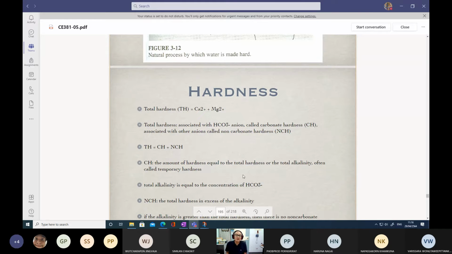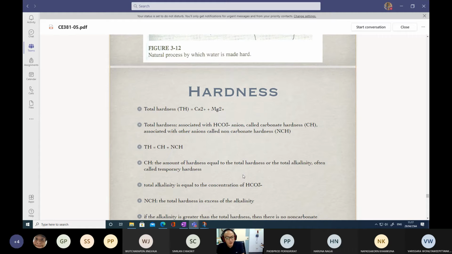Still about the theory behind the same thing that we used to talk about: the total hardness based on the positive charge ion. The total hardness is equal to the calcium's hardness plus the magnesium's hardness. And in terms of the anion, total hardness is equal to the carbonate hardness plus non-carbonate hardness.